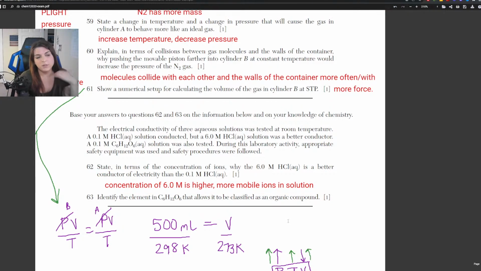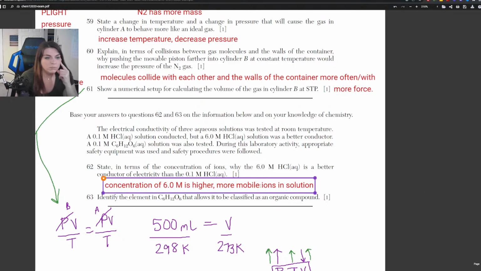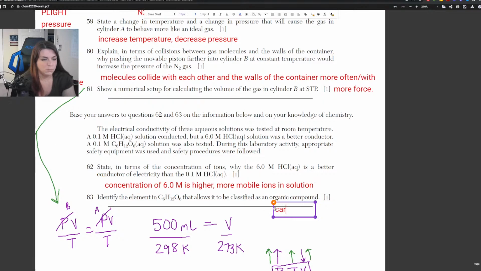63. We had one of these on the last test, too. I think it was the last test. Maybe it was the one before that. The element that allows this to be classified as organic is carbon. Organic chemistry is all about carbon, so that is all you need to know about that.